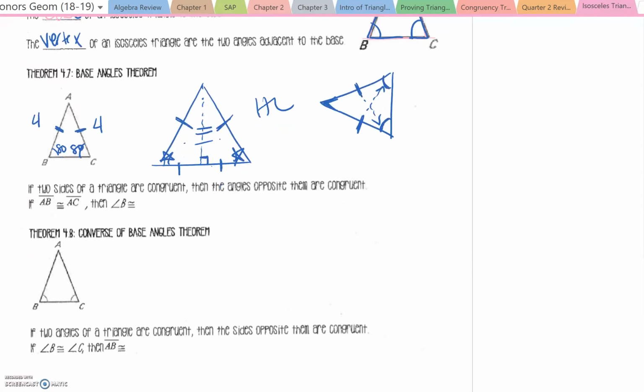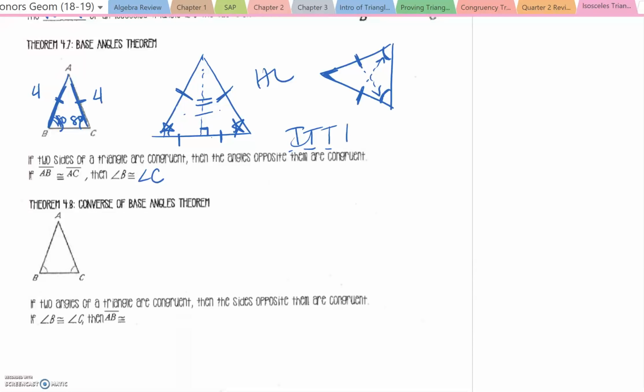Okay, so we're going to call this ITT1. ITT1 stands for isosceles triangle theorem number 1. If AB is congruent to AC, then angle B is congruent to angle C. And if that's ITT1, then the converse of that says that if these angles are the same, then these legs are the same. And we're going to call that ITT2.